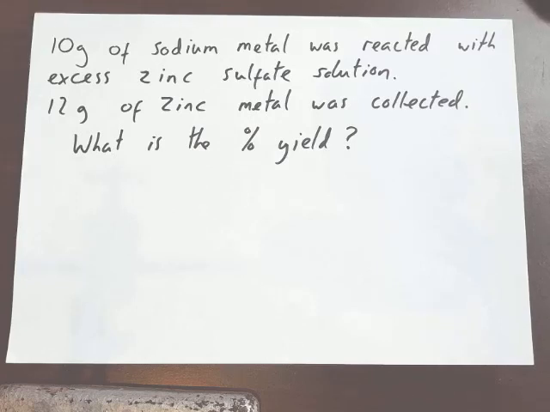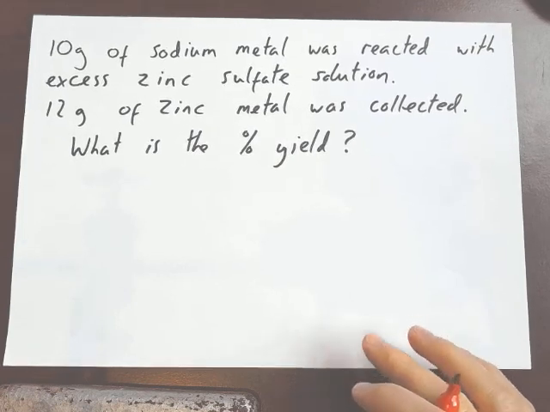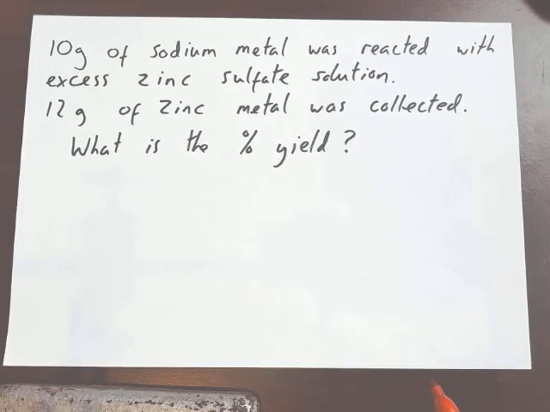Okay, so here we're going to look at a theoretical yield question. It's a little bit more tricky, and you'll see why. So same sort of rules, same thing we do as before, but there's just some little other things to look out for here. So there's a question, we've got 10 grams of sodium metal with excess zinc sulfate.